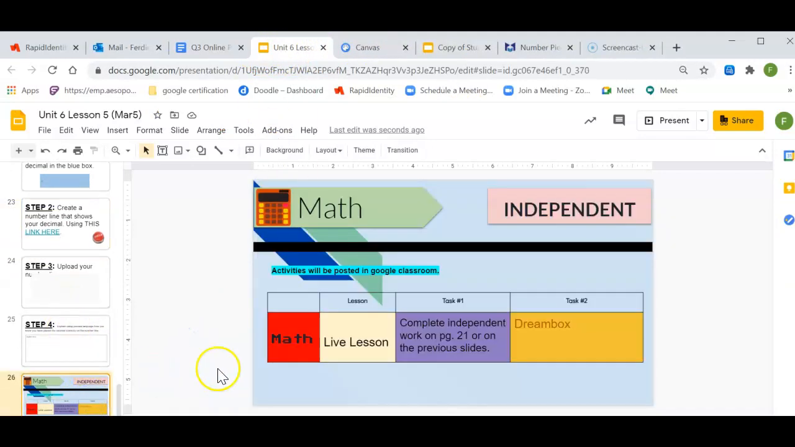And lastly, you complete the independent work on the previous slides or page 21, and you also have to work on Dreambox. Remember, we need 5 completed lessons by the end of the day today.